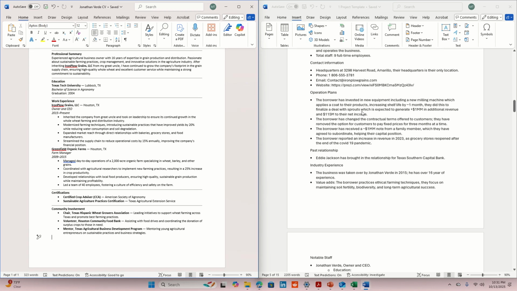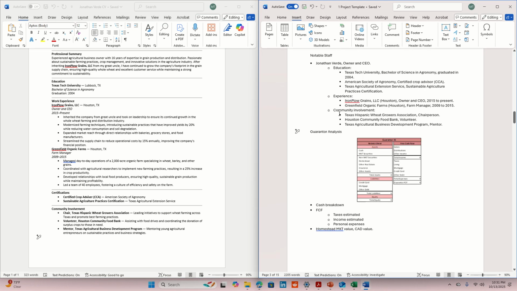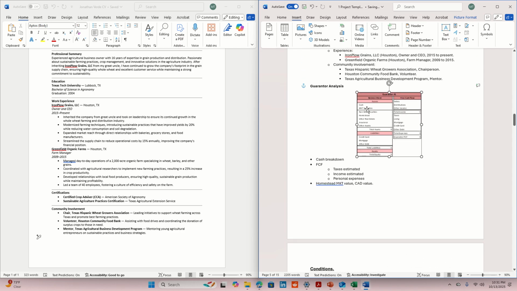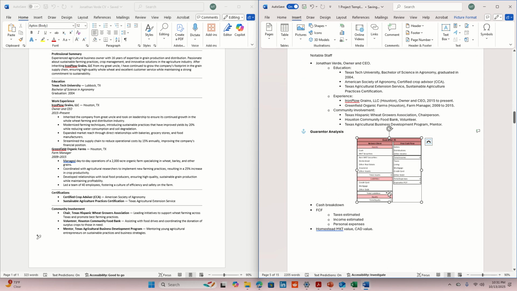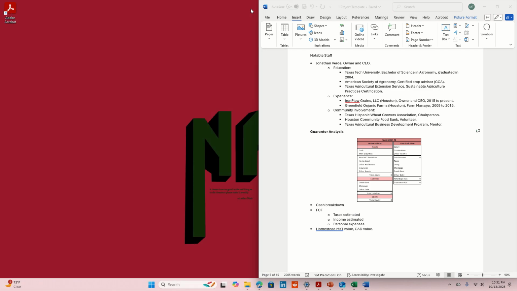Okay, so in the last video I explained how to clean up the character section. We're going to continue the character section, except now we're going to finish out the guarantor analysis. Okay, so you might be wondering, what in the world does this chart mean? Well, we're going to get to that. Just give it a second and it'll all make sense soon.